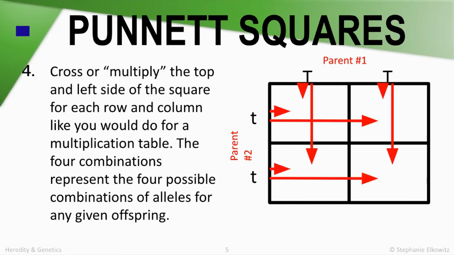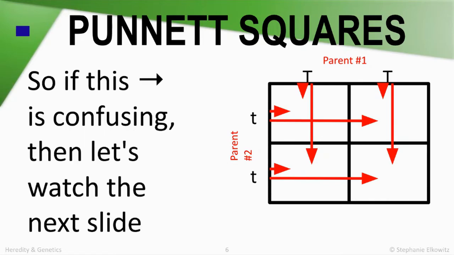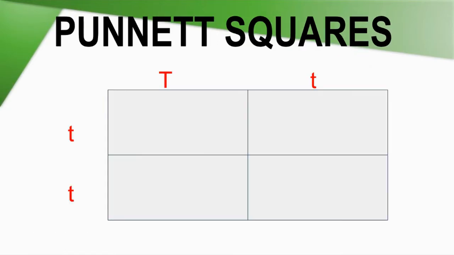Now, look at this, because this is a little bit crazy, but bear with me, okay? You're going to multiply the top and the left sides of the square for each row and each column. It's the same thing as when you have a multiplication table. The 4 combinations inside represent the 4 possible combinations of alleles for any given child or offspring. Again, this is kind of crazy and confusing looking. Don't worry, the next slide is going to help out a lot because I made a little animation. I know it's not exactly the same setup as the last one, but capital T, little t for parent 1 on top.